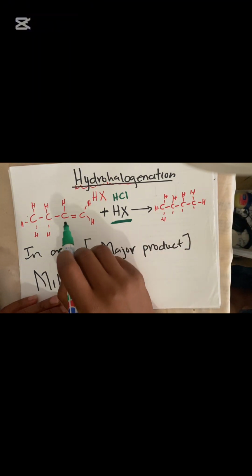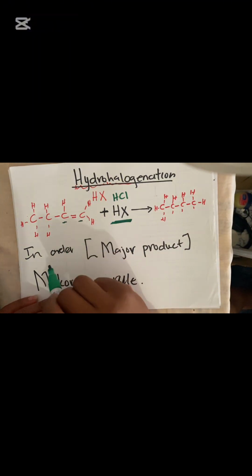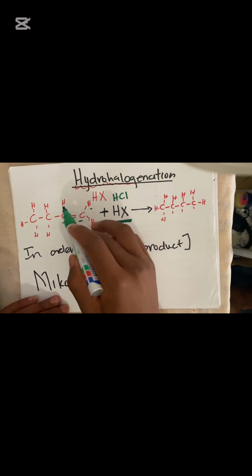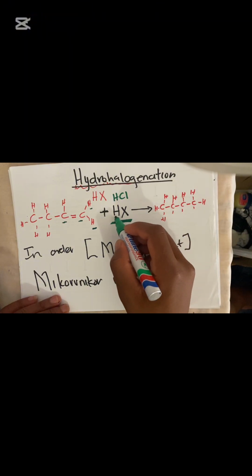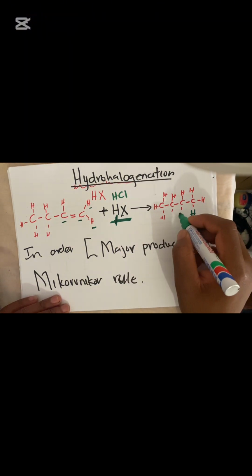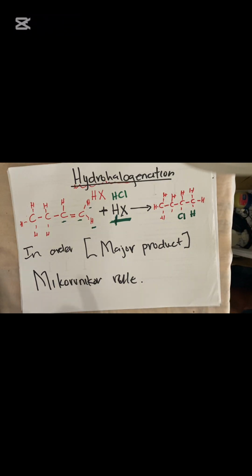So we look at carbon 1 and carbon 2. The carbon that has more hydrogens is carbon 1. So this hydrogen will be placed here, and then this chlorine or halogen will be placed here.